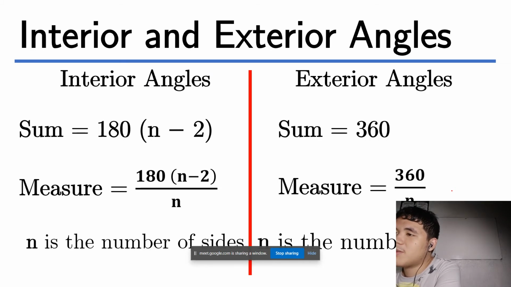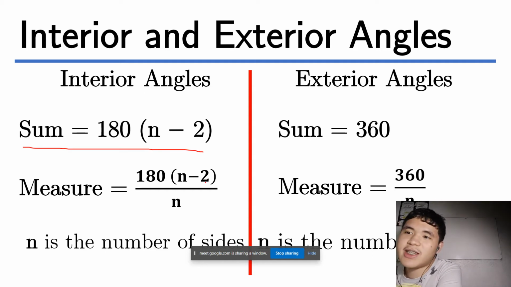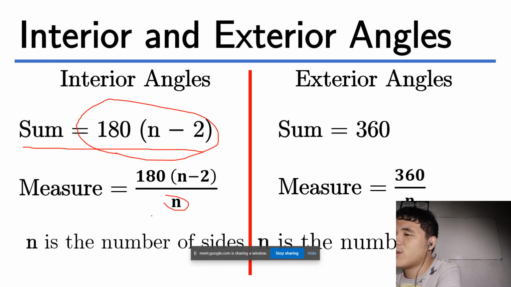The sum of the measures of the interior angles is 180 times n minus 2, regardless if regular or irregular yung polygon, no? Then, the measure of an angle is siyempre 180 times n minus 2 over n, where n is the number of sides. And for the exterior angles naman, kahit ano pa man yan, yung sum of the exterior angles is 360 degrees. So, the measure of each, assuming na regular polygon siya, is 360 divided by n.